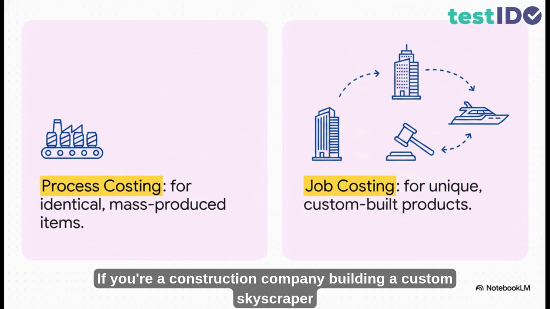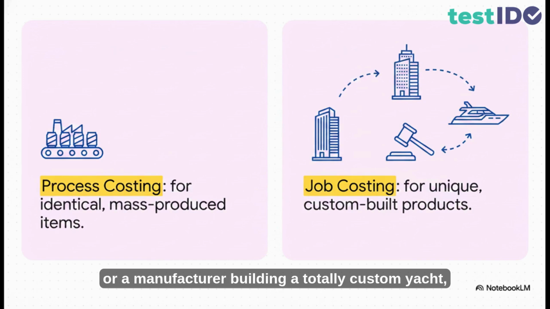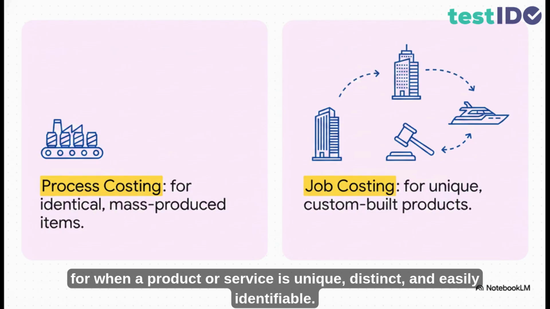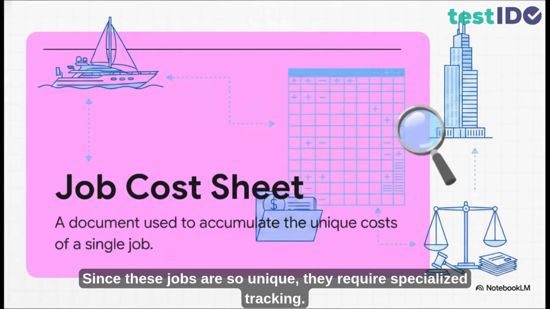If you're a construction company building a custom skyscraper or a manufacturer building a totally custom yacht, you use job order costing. Job order costing is specifically designed for when a product or service is unique, distinct, and easily identifiable. Since these jobs are so unique, they require specialized tracking.